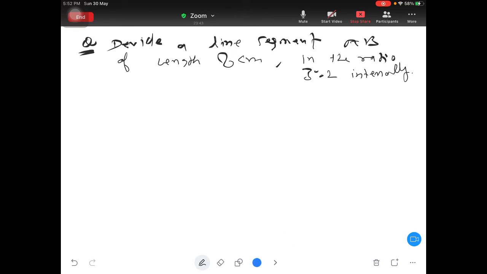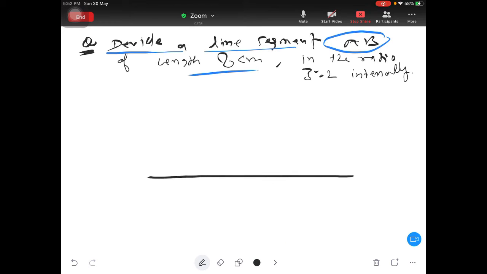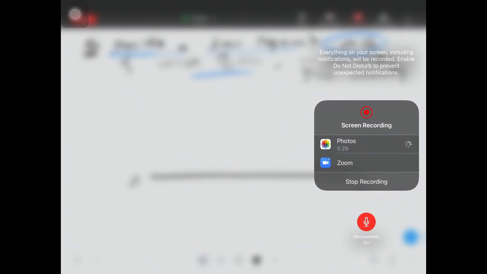What does it mean? First, understand the question properly. We have to divide a line segment. So first of all, you should have a line segment. So the name of line segment is AB and the length is 8 centimeter. So you just draw like this, length AB. Let me check recording is on or not. Yes, recording is on.